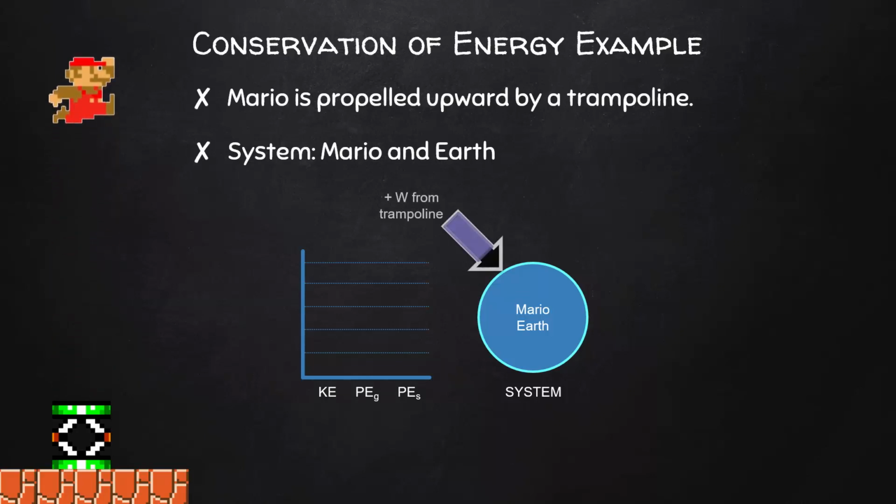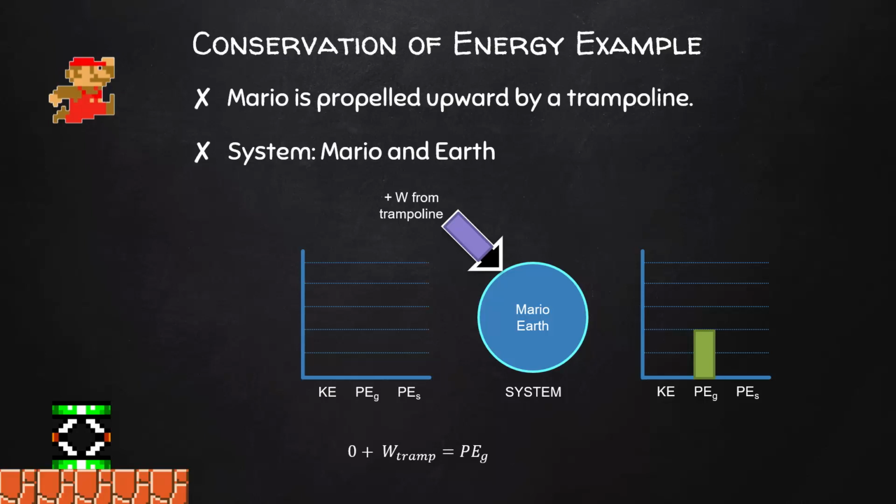When he jumps, there's still that positive work from the trampoline, but since the Earth and its gravitational field is now part of our system, there's no negative work done on the system as a whole because of gravity. Instead, we'll say that the system ends up with some gravitational potential energy because Mario has increased his height in this gravitational field.